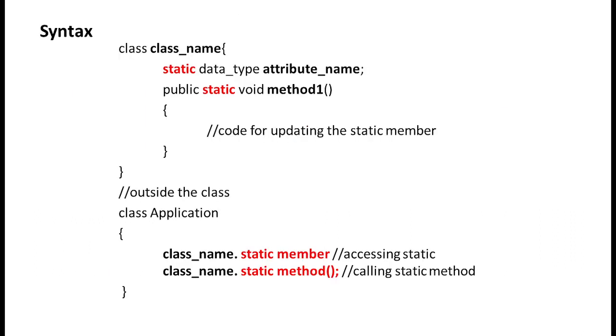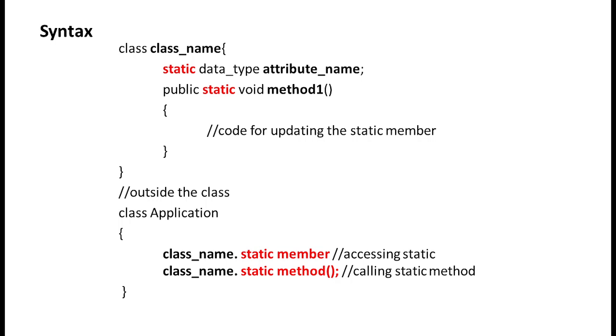Here you can see a small syntax, a very simple one. If you want to create a static attribute, you have to use the keyword static before the property declaration: static, then the data type, which is the exact data type of the particular attribute, then the attribute name. As I said, a static attribute can be accessed only by a static method, so you can use a public static void method. Within that, you can give the code which can update the static member.